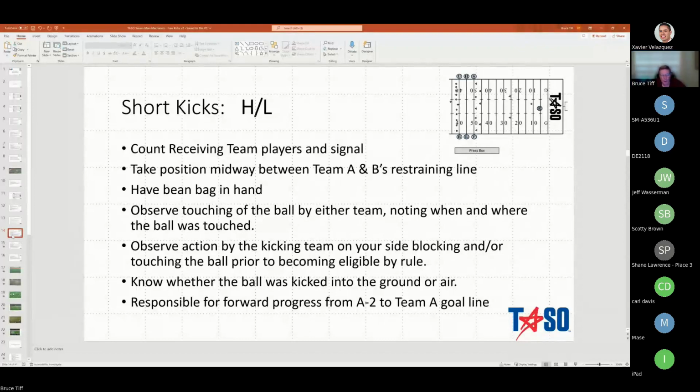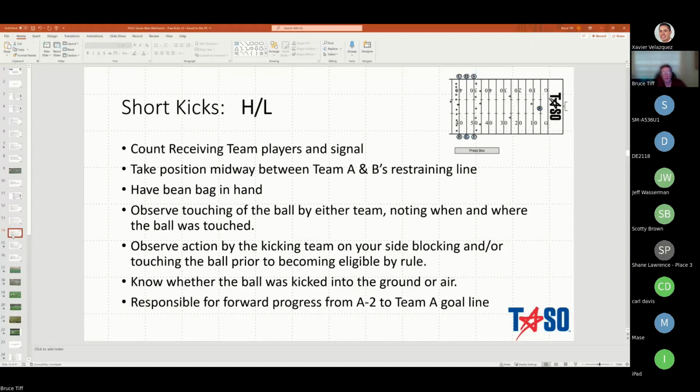Now, know whether the ball is kicked into the ground or the air. That's an important thing to know, because if it's kicked directly into the ground and pops up just one time, then we still have KCI protection. If it's kicked to the ground and bounces on the ground a couple times, then we obviously don't have KCI protection. And same as before, we are responsible for forward progress from the A2 to the Team A goal line.